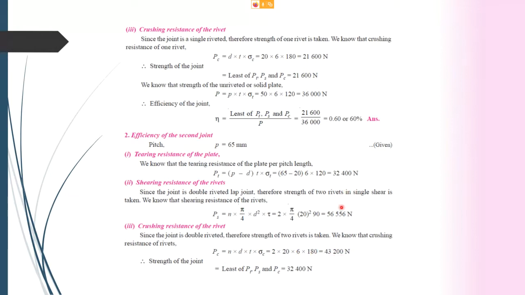Among these three values, you have to choose the smallest one, that is 32,400. You can put in all three values, check one by one, and see which one gives you the best efficiency. But to solve this question, we always pick the smallest among the three values. For this part it is 32,400.